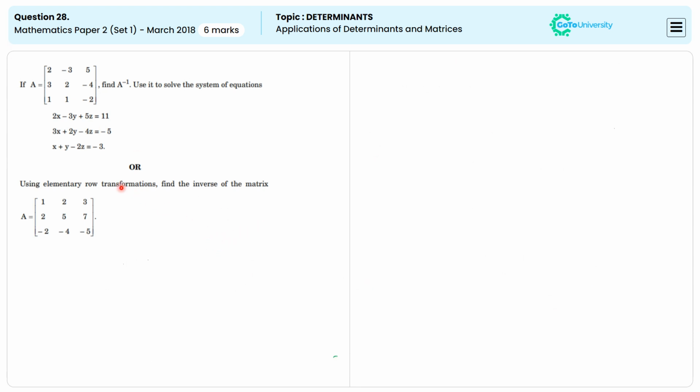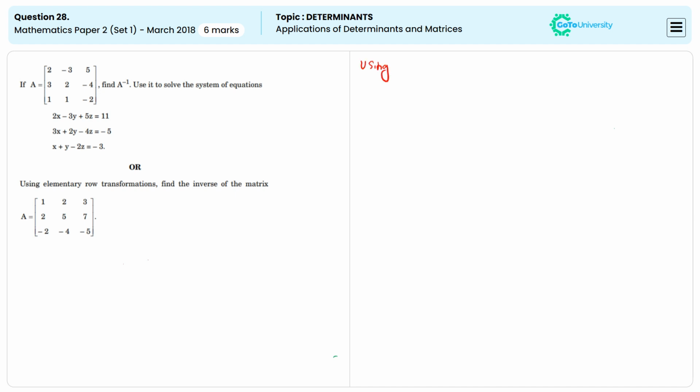So now coming to the alternate question, which is again for 6 marks. Using elementary row transformations, find the inverse of the matrix, which is a 3x3 matrix again. So you have to solve this and find the inverse using elementary row operations.